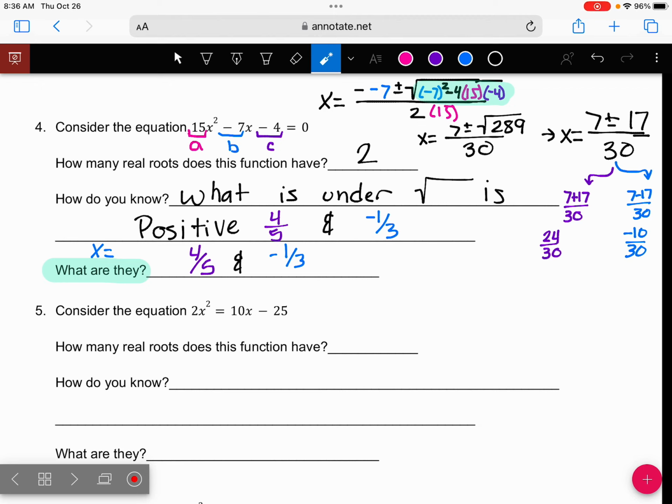What else do you guys want to do? We did 2. Let's go 2. Yeah, that's a good one too.